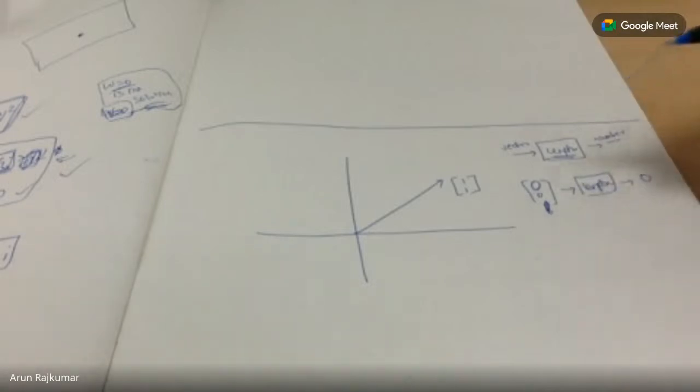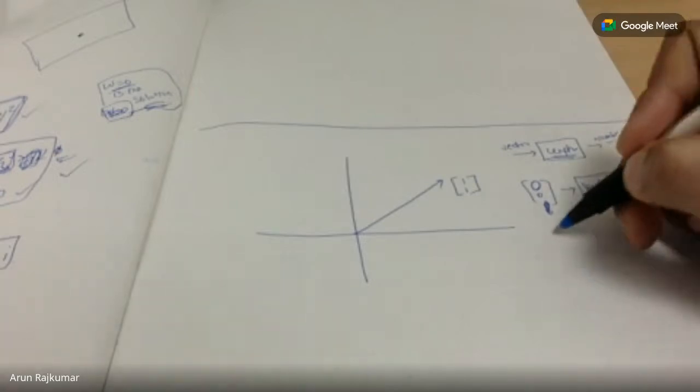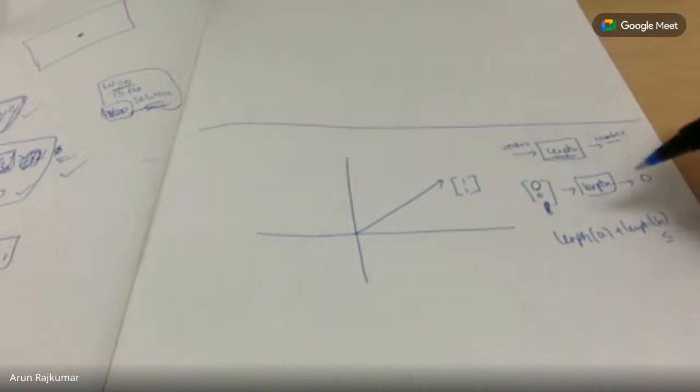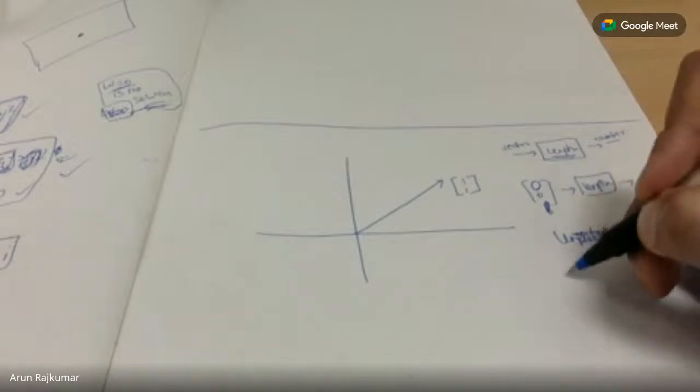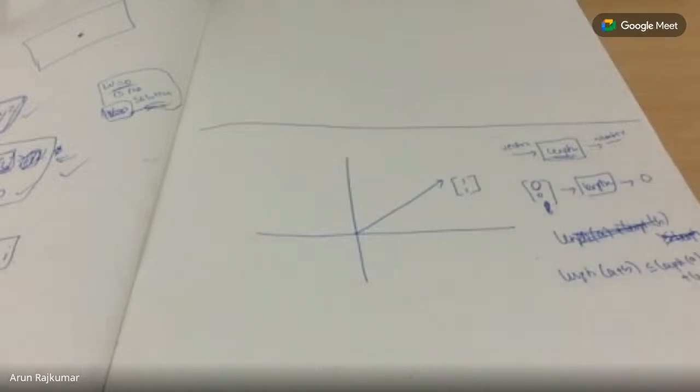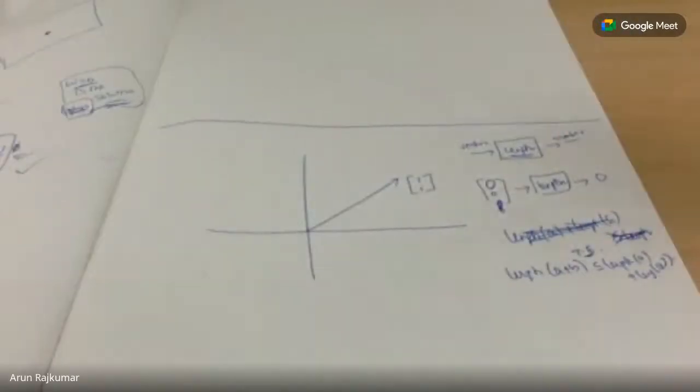The other property is what is called the triangle inequality. It says the length of A plus B should be less than or equal to the length of A plus the length of B, right? This is sometimes called the triangle inequality. This again comes from your Euclidean geometry, basically understanding the Pythagoras theorem, triangles, and so on. You might want something like this.